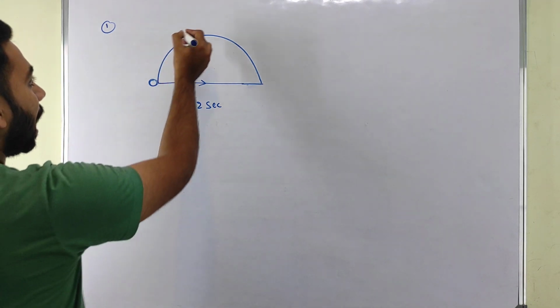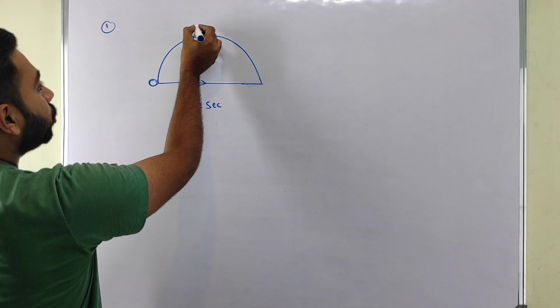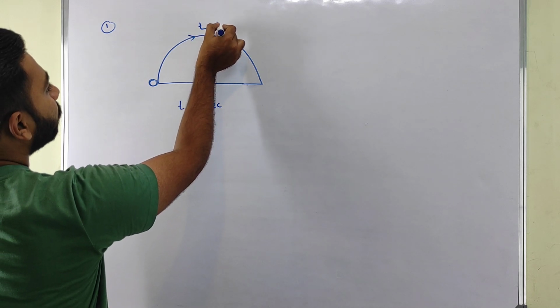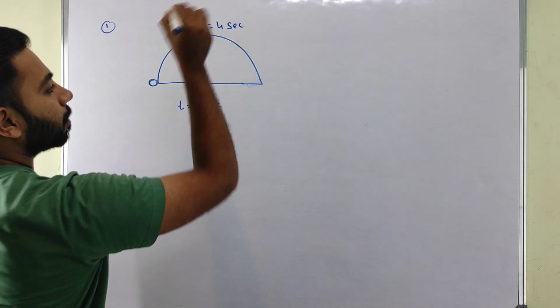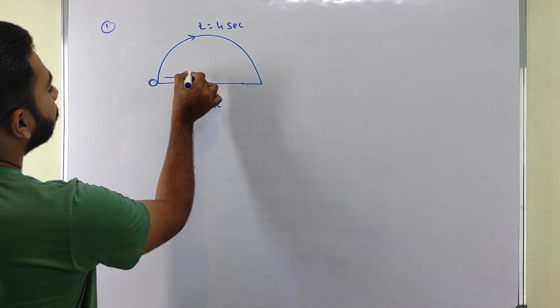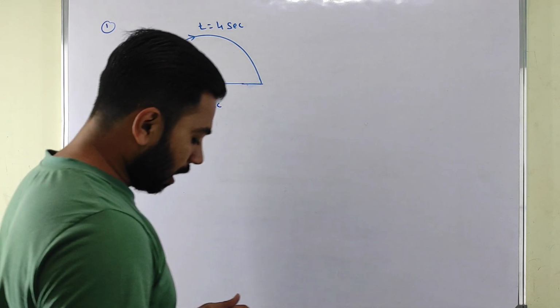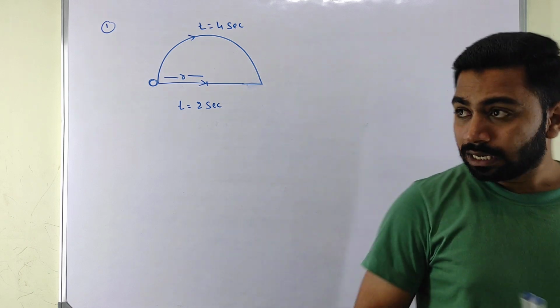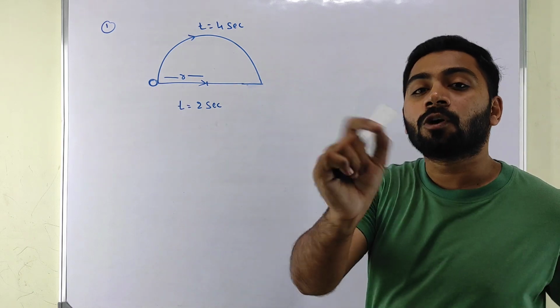When it moved in R, this direction, it took time as 4 seconds. Now, let's say this has radius R. I'll say one more time. A particle, write down the question first.